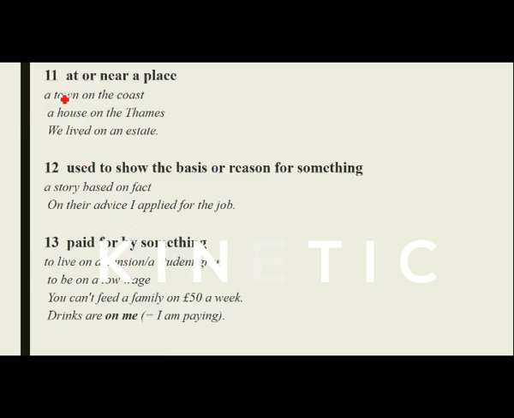Now, usage number 11. At or near a place. A town on the coast. A house on the Thames. Thames is the name of a river. And for the names of rivers, we put the article. He lived on and stayed. Here on is used. For example, we can say Sukkur is situated on the Indus bank. Now we have used the preposition on here.